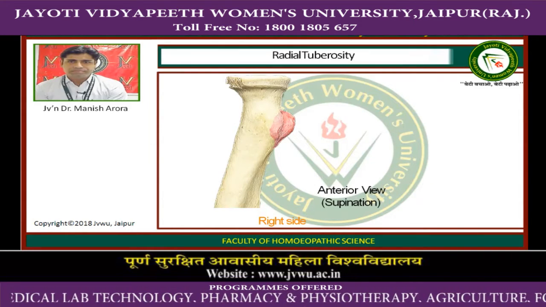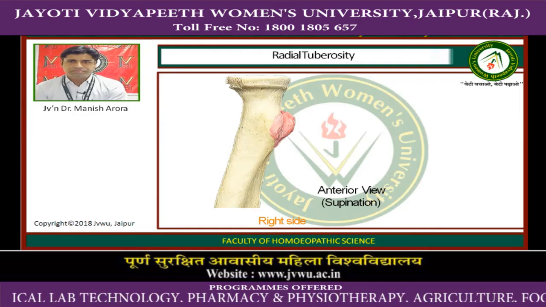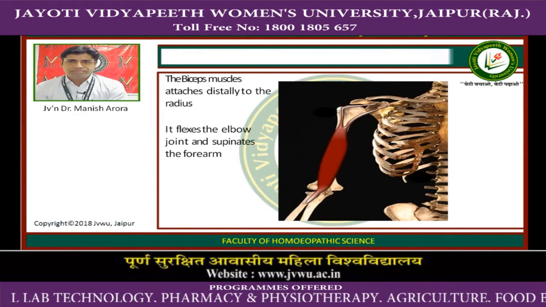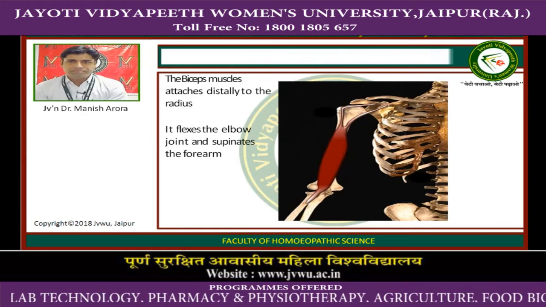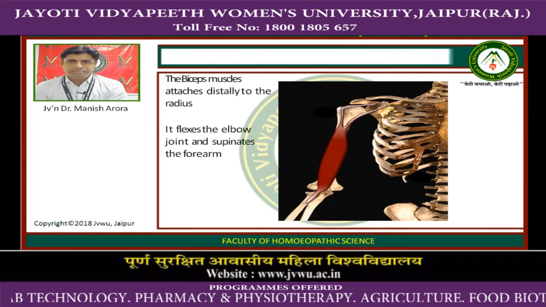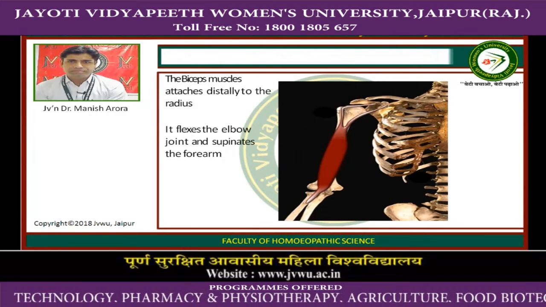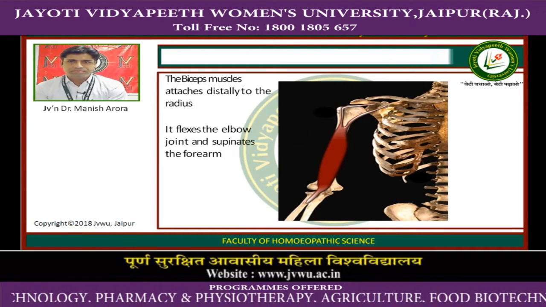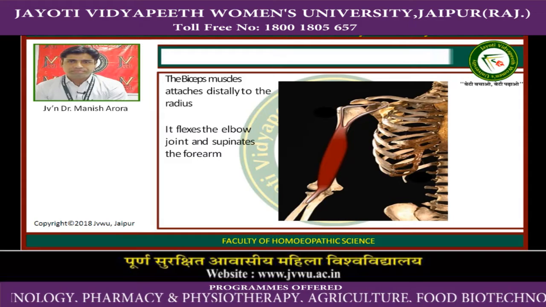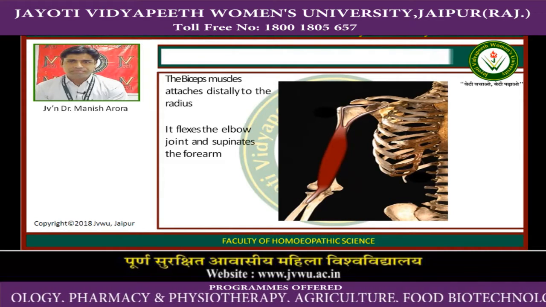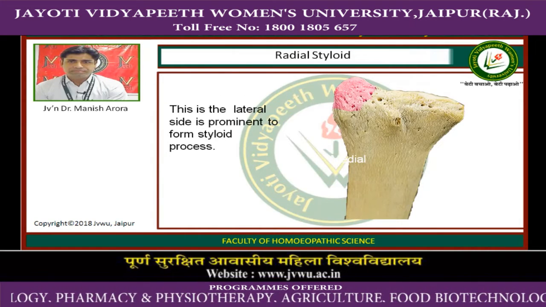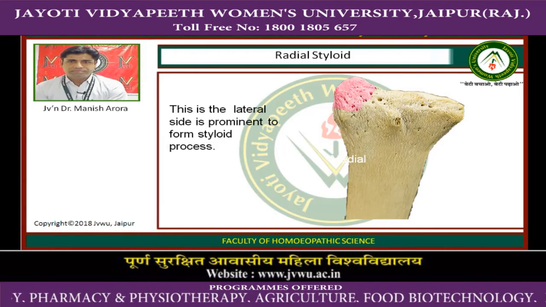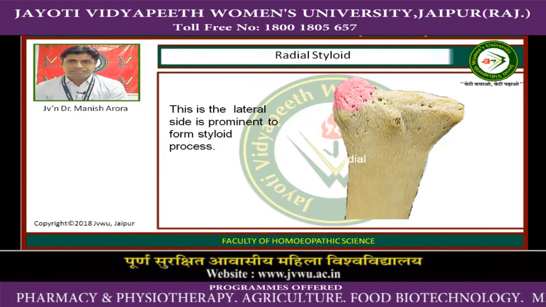Radial tuberosity we can see in the given picture. The biceps muscle attaches distally to the radius. It flexes the elbow joint and supinates the forearm. This is the lateral side, which is prominent to form the styloid process.